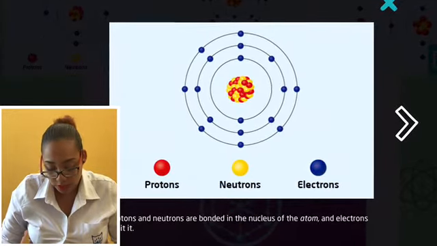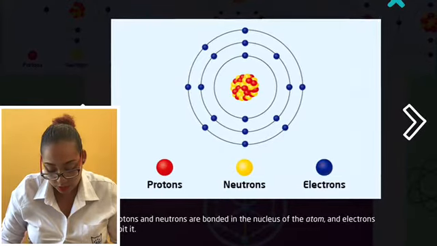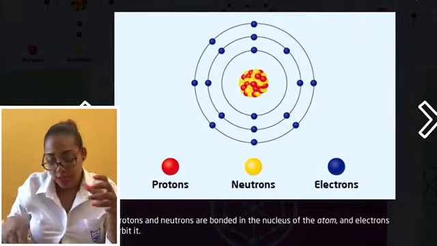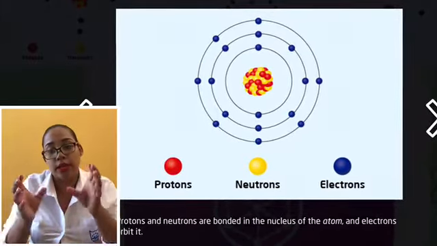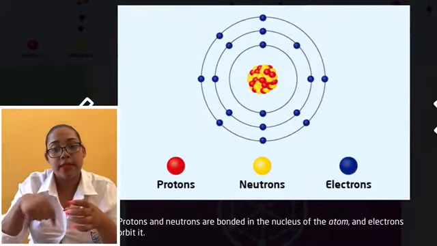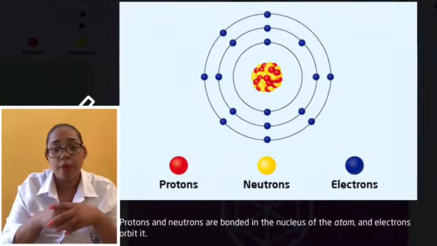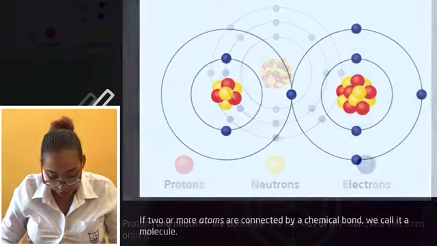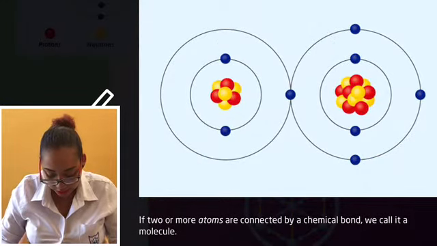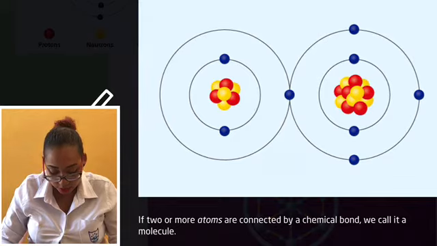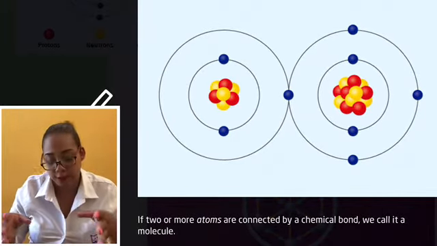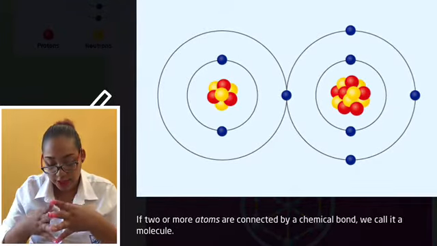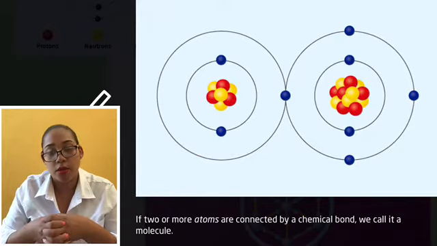So the red ones are protons, and the yellow neutrons are in the center, in the middle, and electrons are around, okay, making this orbit, making the circle around the other ones, okay? Now, let's see the other image. If two or more atoms are connected by a chemical bond, we call it a molecule. A molecule is when these two atoms are connected and they form this molecule, okay?